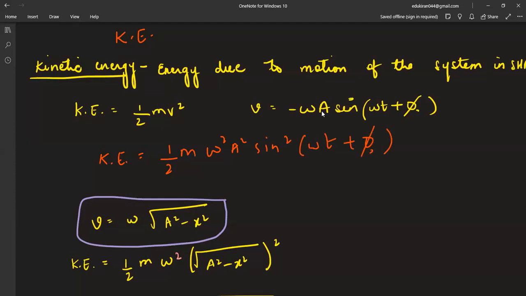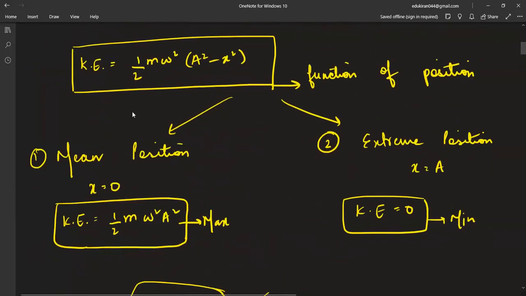And as I've told you, the negative sign is already taken for the direction of the wave. The kinetic energy is a scalar quantity, so we'll not put the negative sign. So this is as a function of time. V is equal to omega under root a square minus x square, so as a function of position also we should have the equation. Kinetic energy will be half m omega square into a square minus x square. This was under root, so after squaring, the root has gone.